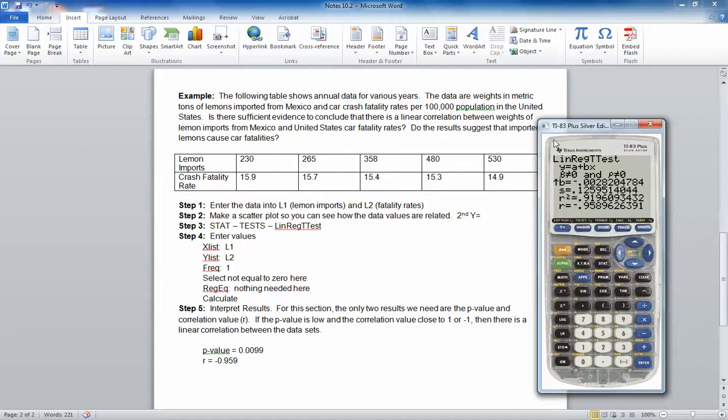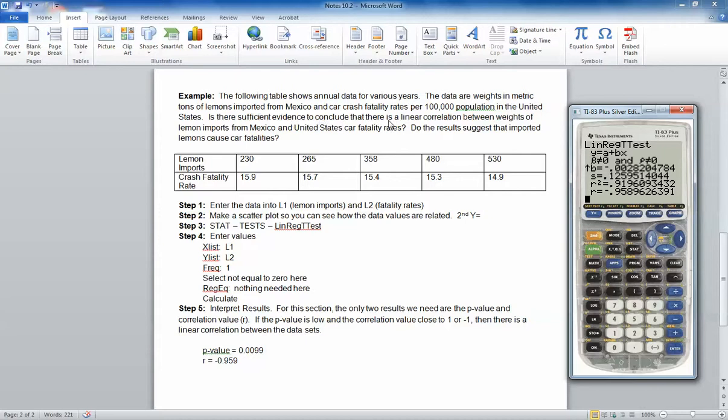So to answer the question, is there evidence to conclude that there's a linear correlation between weights of lemon imports and car fatality rates? The answer is yes. Our r value is close to -1, and this p-value is compared to the significance level. If it's lower than 0.05, when we're not given a significance level, it means these two values are linearly associated. So yes, there is a linear correlation between those two, and the strength of that is measured by r. A very important point, and the reason I picked this example: do the results suggest that imported lemons cause car fatalities? The answer is absolutely not. Just because two data values have a linear correlation between them doesn't mean that one causes the other to happen. It just means that there's a linear association of some sort.